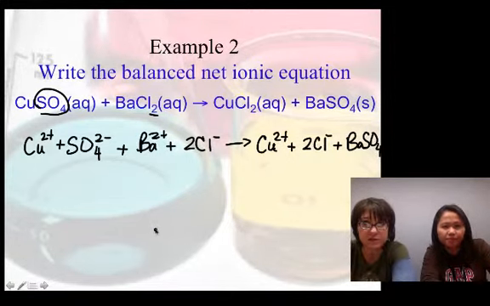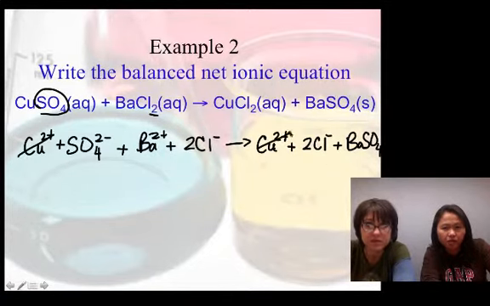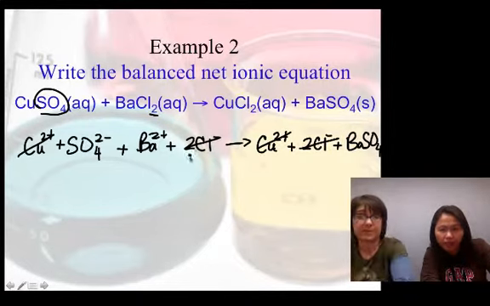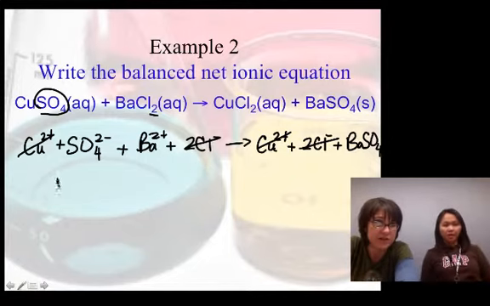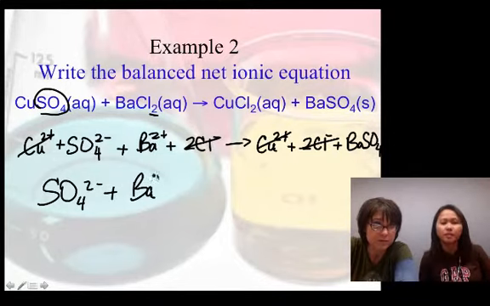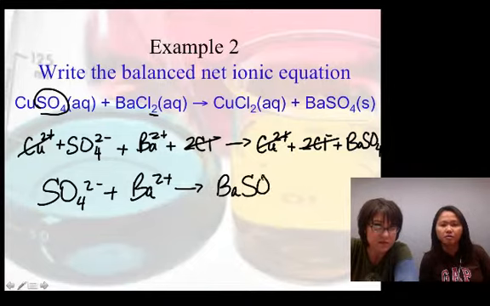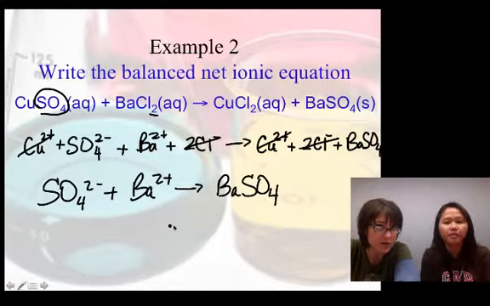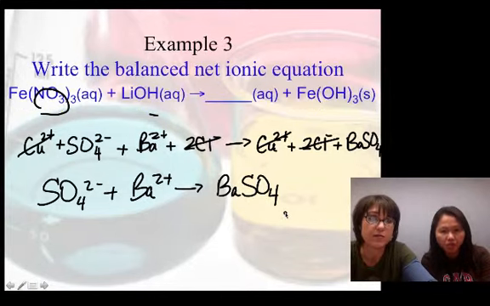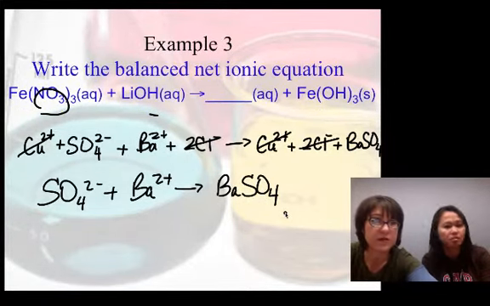Let's look for something the same. I see Cu2+ is the same on both sides, so that's a spectator. I see 2 Cl minus also the same. And I think we're left with this reaction: SO4 2 minus plus Ba2+ gives barium sulfate. That makes sense, right? If we put sulfate together with barium, we make barium sulfate. You should get something that works. If you don't, you're doing it wrong. Is it balanced? 2 minus, 2 plus. Yep, everything's balanced.